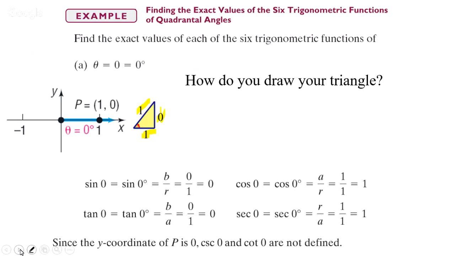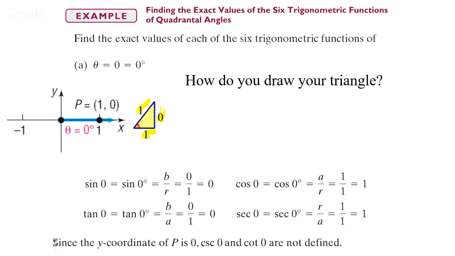If we do sine of theta, I get 0 over 1. 0 over any number is 0. If I do cosine, cosine is adjacent over hypotenuse, which is 1 over 1, which is 1. And then tangent is opposite over adjacent, so it's 0 over 1, and 0 over any number is 0.